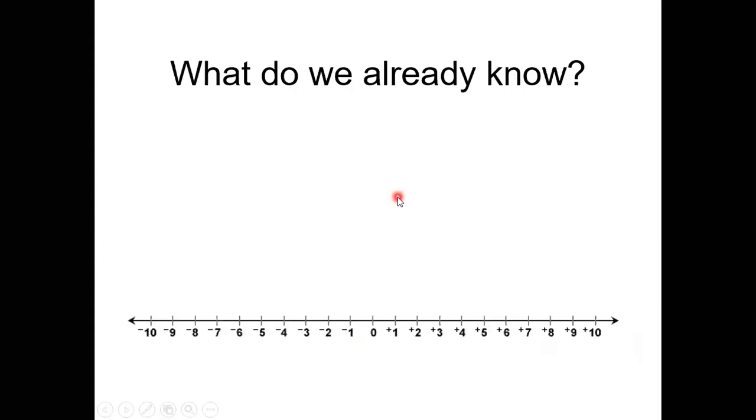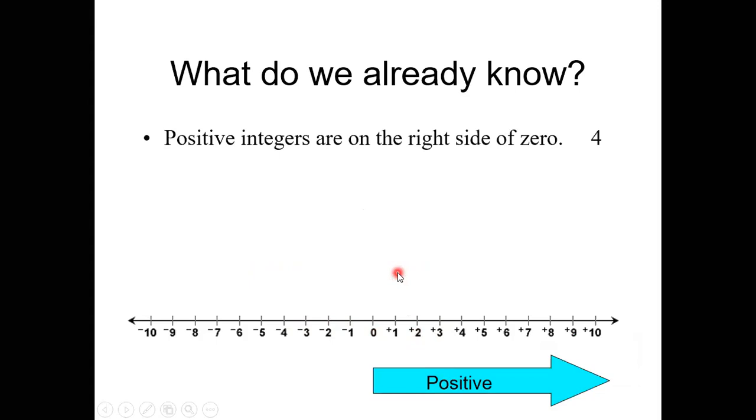What do we already know? What is this given here? This is called a number line. What are positive integers? Positive integers are on the right side of 0. This is the number line here and this is 0. Positive integers means the numbers on the right side of 0. These all are positive integers. One example I wrote here is 4.